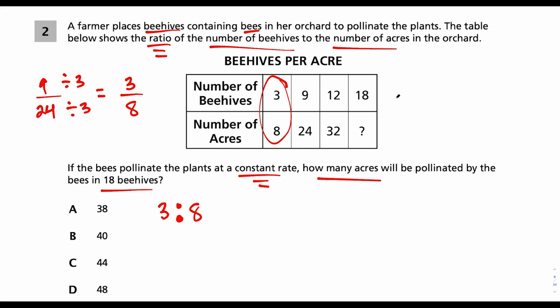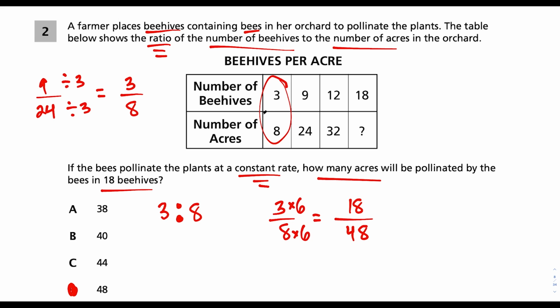So if I want to find the missing entry here, let's take 3 over 8 and think about how I could build 18 over this mystery value. Well, to get from here to here, I could go times 6. 3 times 6 would give me 18. So if I do times 6 on the bottom, 8 times 6 would give me 48 like this. So the missing value here is going to be 48.